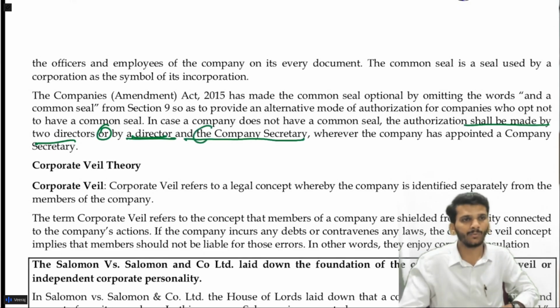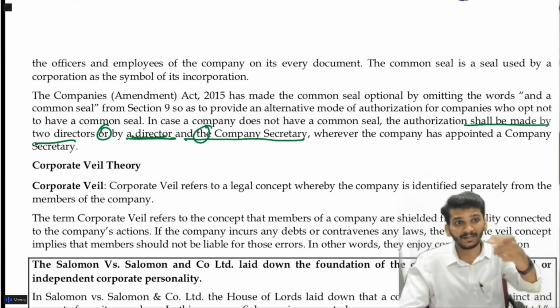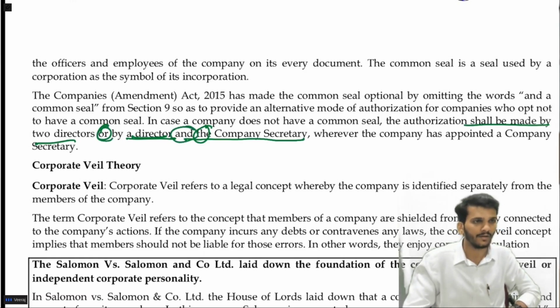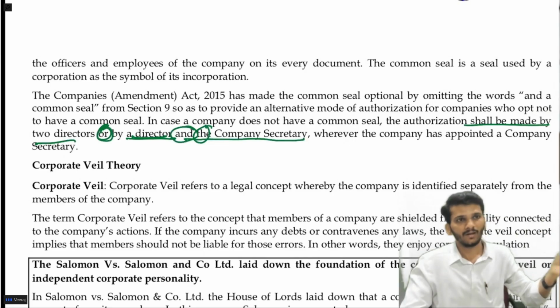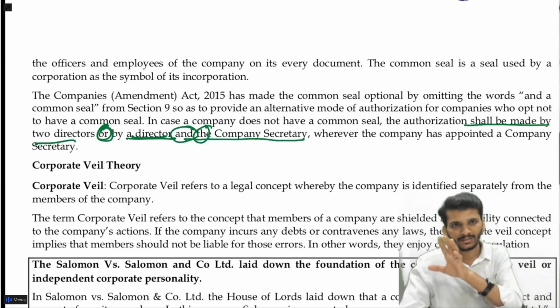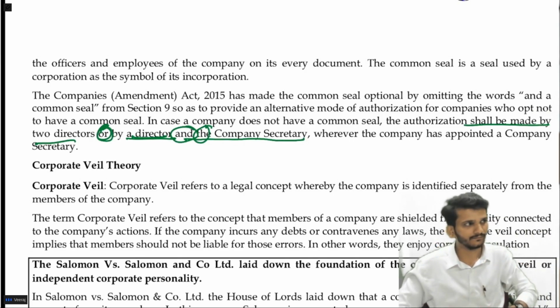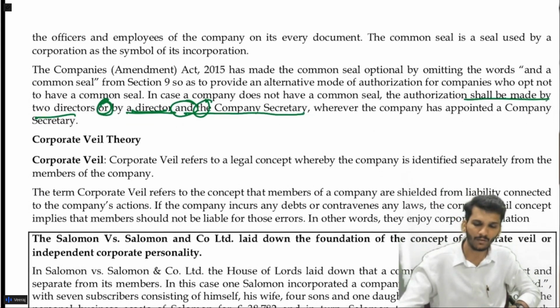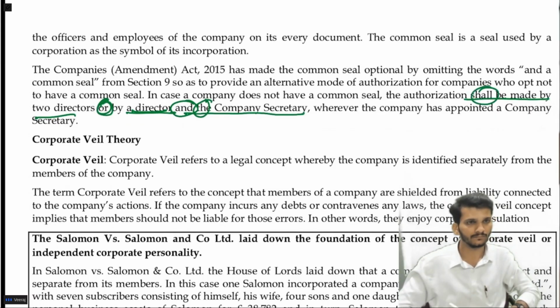The company secretary. What do you mean by the company secretary? The company secretary of that company. And they're using the word "and", not "or". Here it is "or": either two directors or one director and one company secretary. And the word is "shall", compulsorily.